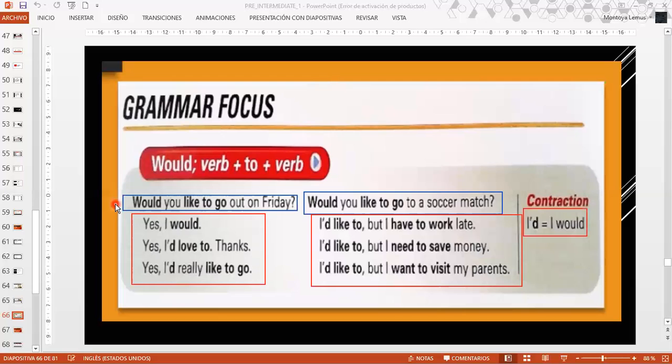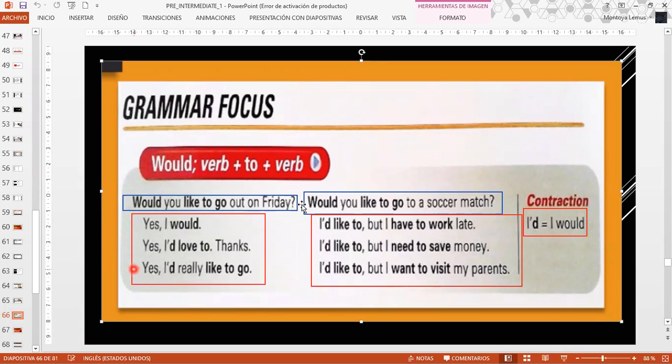First, repeat after me. Would you like to go out on Friday? Yes, I would. Yes, I'd love to. Thanks. Yes, I'd really like to go.